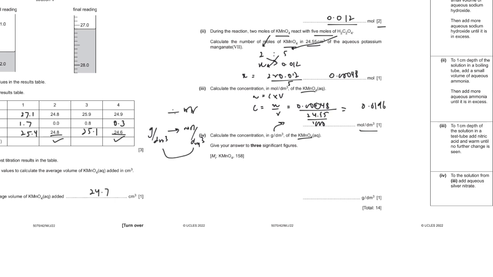And if you're going the other way, mole per dm cube to gram per dm cube, then you'll have to multiply with MR, and they have given you the MR. So 0.0196 multiplied by 158, the answer would be 3.09.